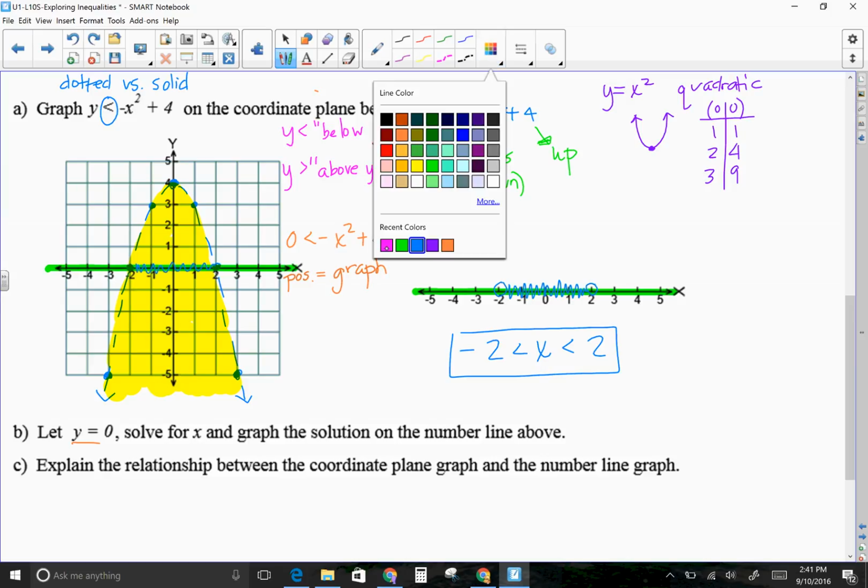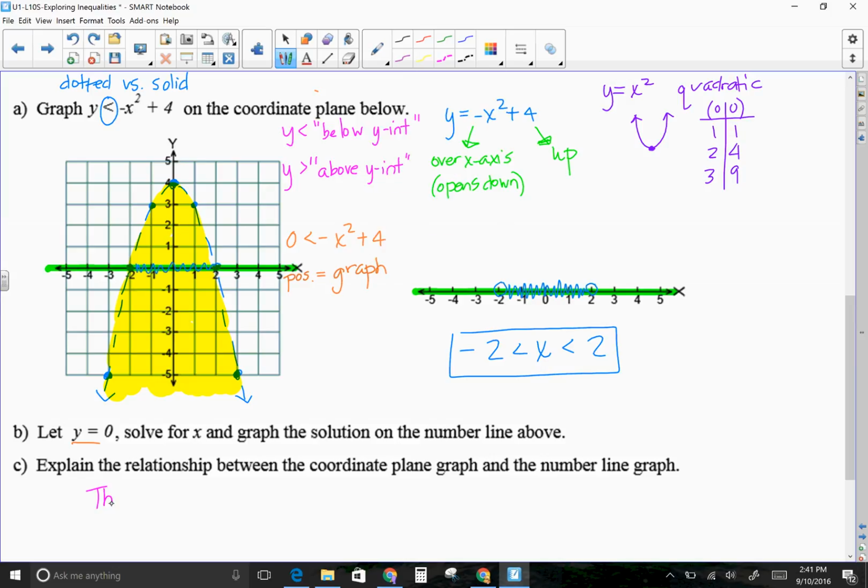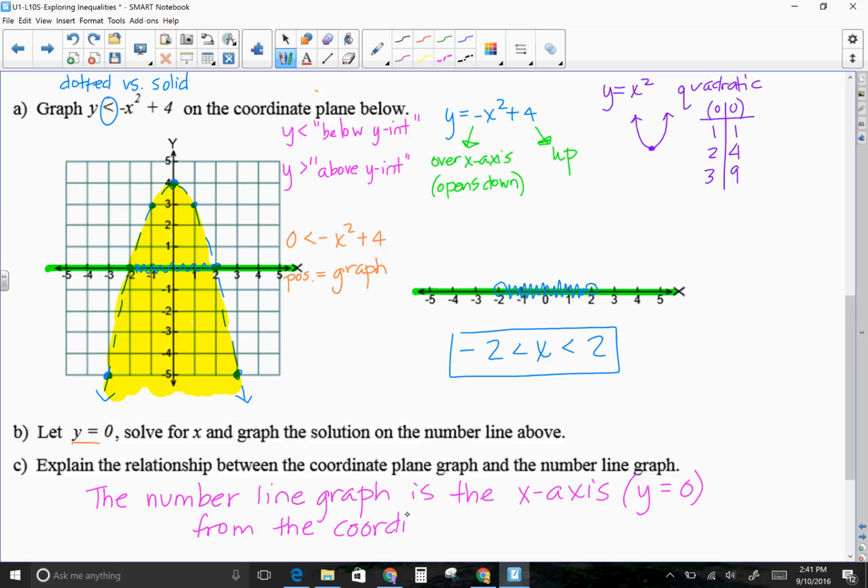So the last question says, explain the relationship between the coordinate plane graph and the number line graph. My students had no trouble. They said the number line graph is the x-axis, which is where y equals 0. The number line graph is the x-axis from the coordinate plane graph.